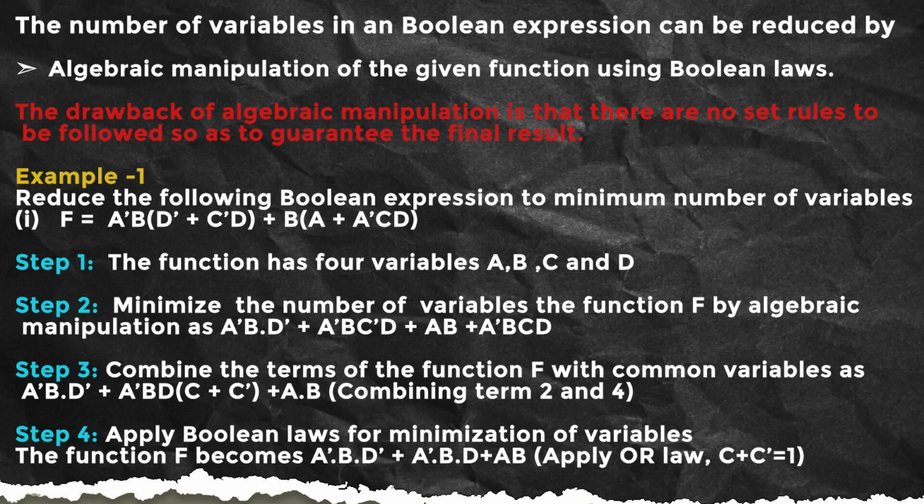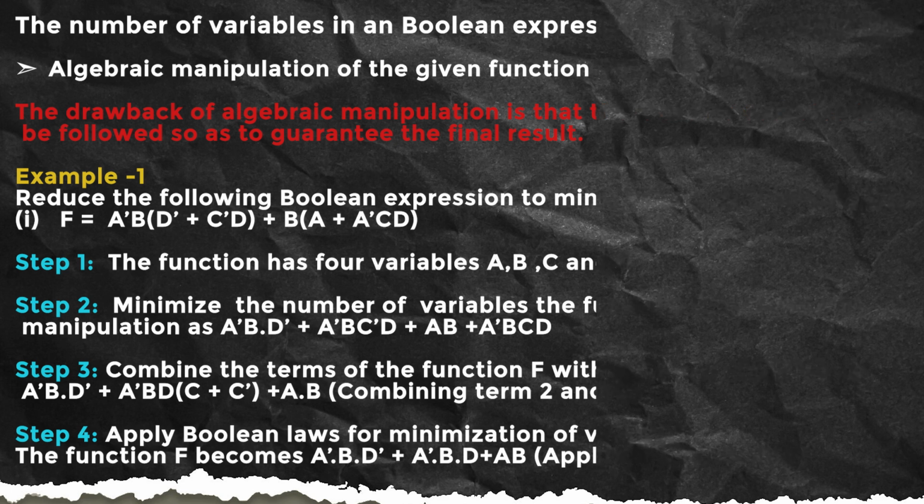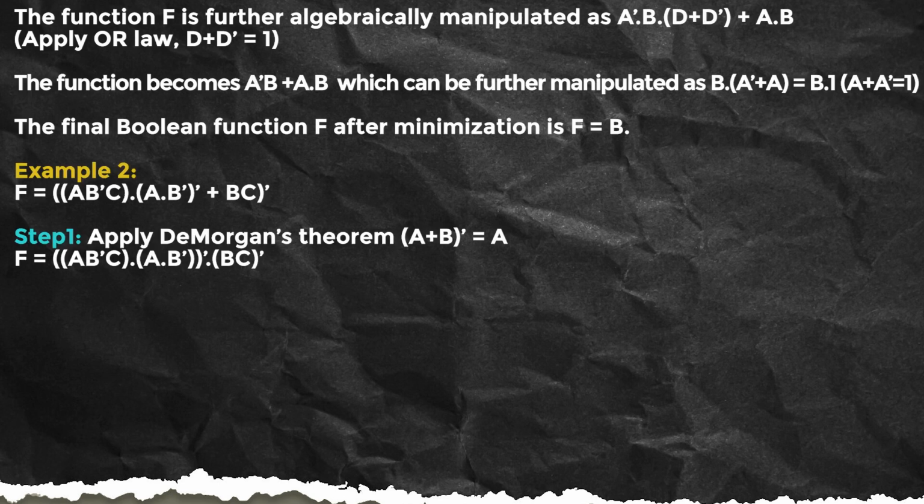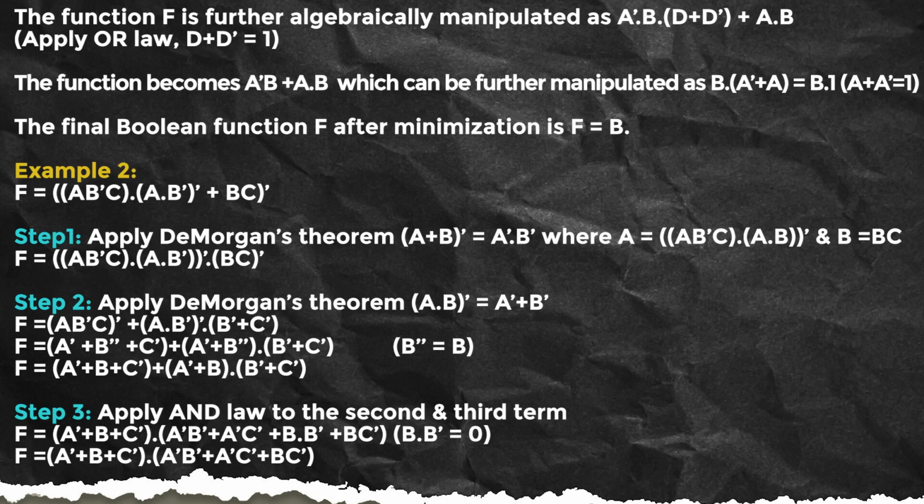Now, we will come to step number 3. Combine the terms of the function with common variables as a bar b dot d bar. You combine terms 2 and 4 like this: a bar dot b dot d dot within brackets c plus c bar, plus a dot b. You know that applying Boolean laws, that is the OR law, c plus c bar is equal to 1. Therefore, the function further gets reduced to a bar b d bar plus a bar b d.